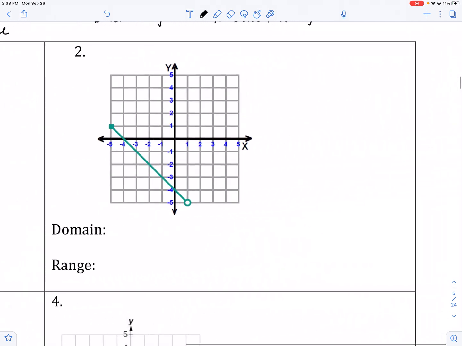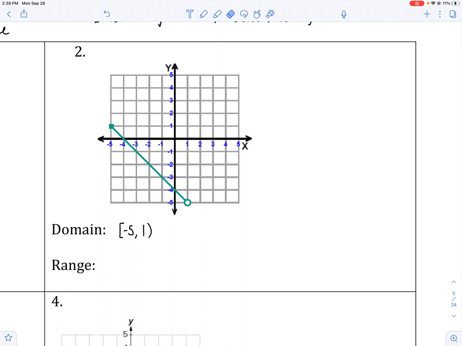Number 2 is a very similar idea. Again, domain, go from left to right. The left point is right here, and that x value is -5. Since it's a solid circle, or not hollow, it's a bracket. Then we want to give the farthest right point on our graph, which is right here. And the x value of that point is 1, and since it's a hollow circle, we use a parentheses.